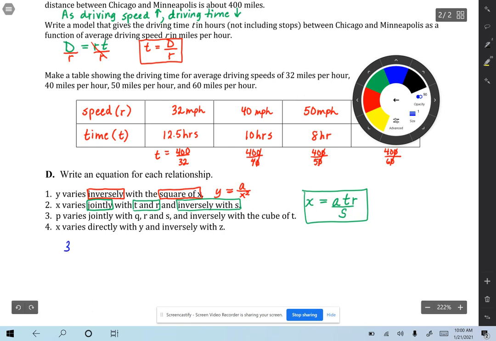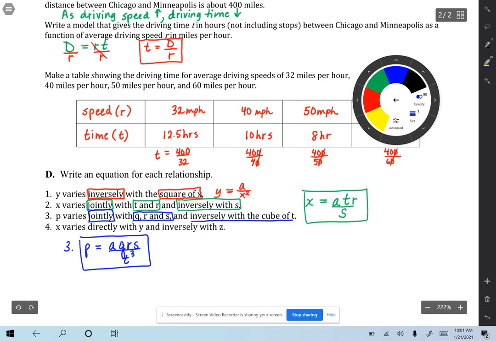Okay, number 3. P varies jointly with Q, R, and S. Q, R, S. And inversely with the cube of T. So cube of t doesn't mean 3 times t, it means t to the third power.